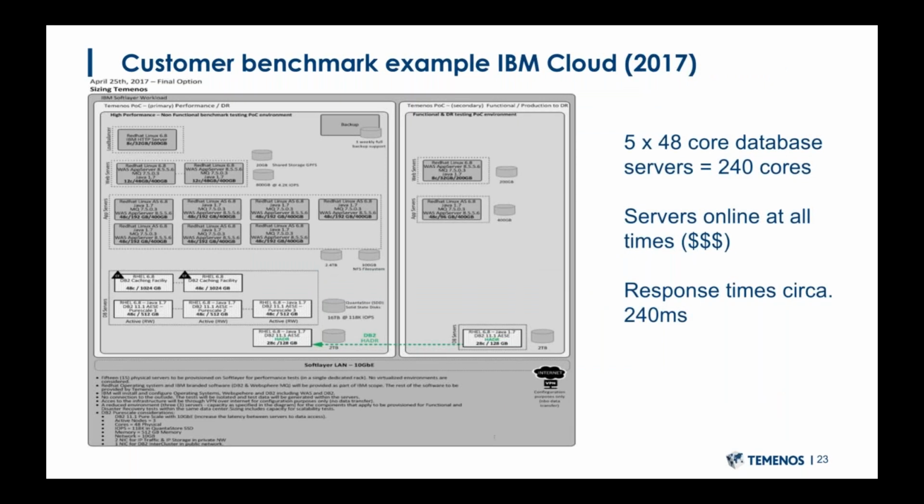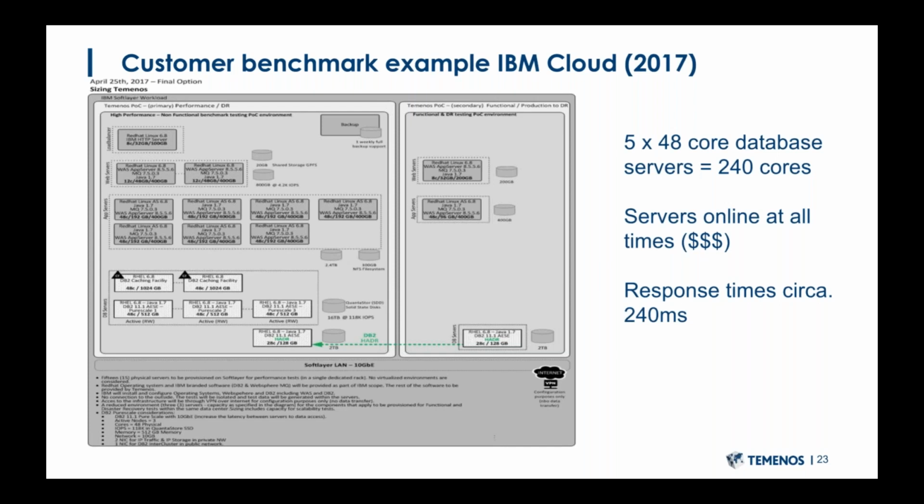Now here's a large cloud benchmark example running from 2017. This one was 25 million accounts, and this is a real customer benchmark. As you can see from the big square box on the left at the bottom, there are 5 48-core servers running the database services for this enterprise architecture. Now, these are all online in the cloud all the time. They're not scaling up, they're not scaling down. They're just running at cost to support their peak.